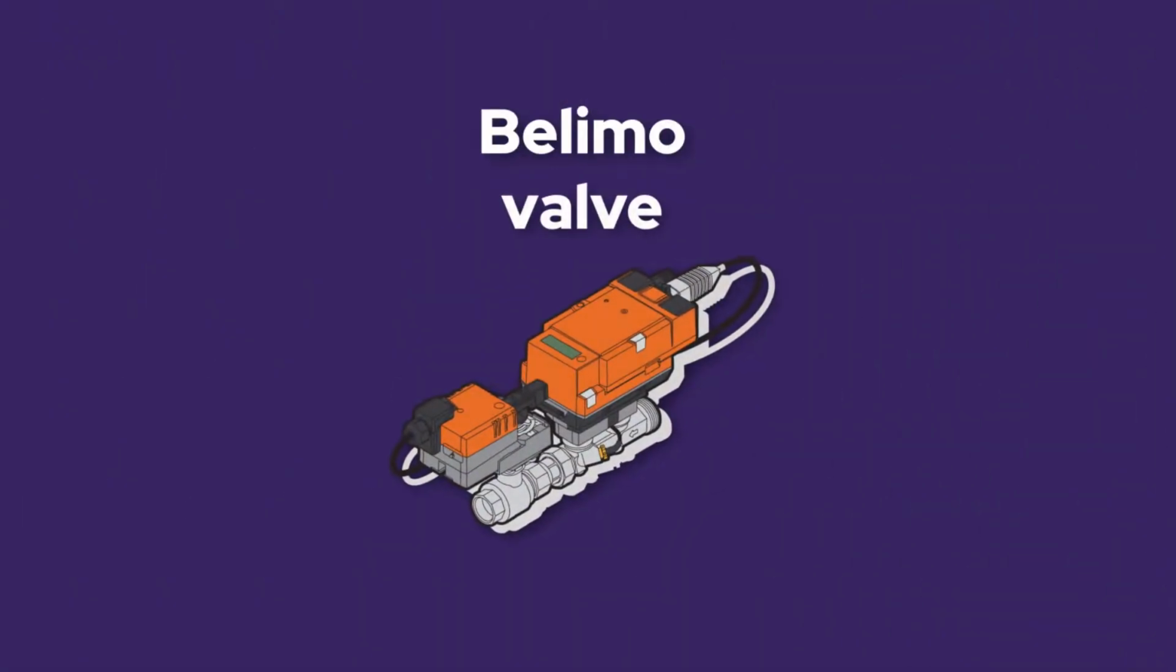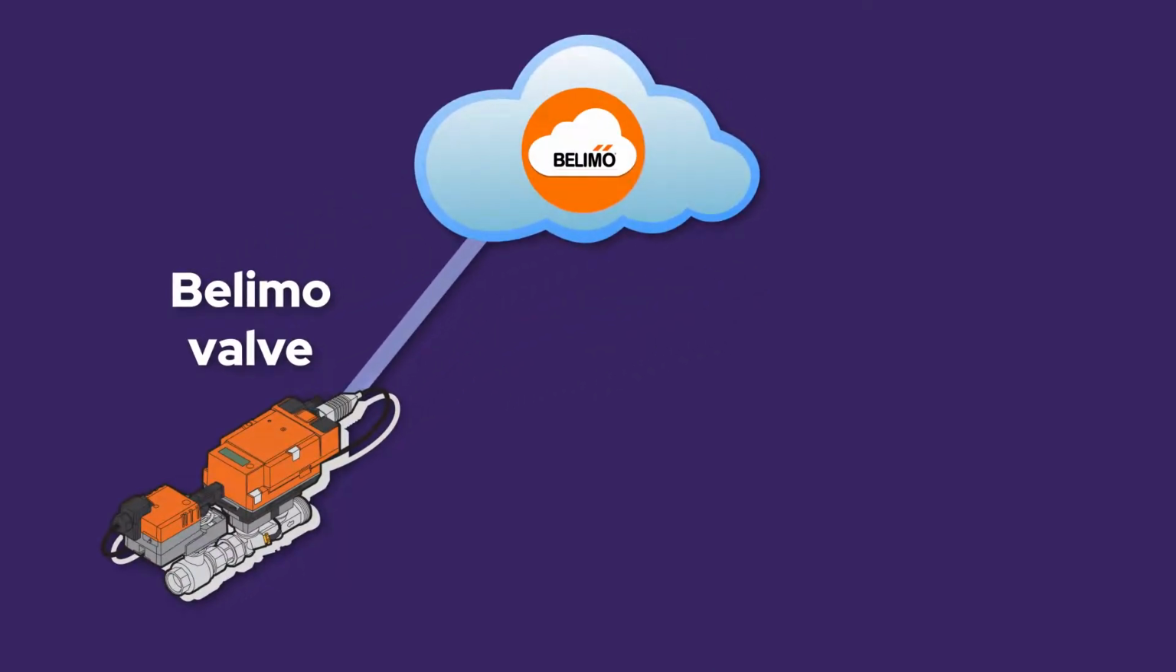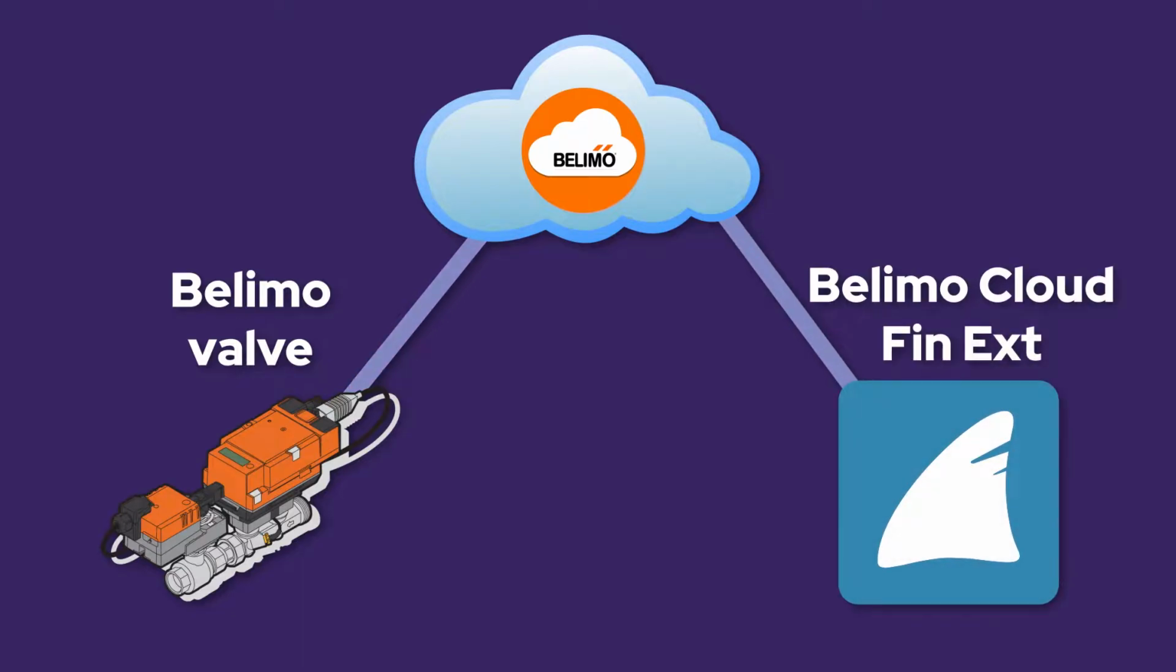This is made possible by using a Belimo Energy Valve, which sends data to the Belimo Cloud, where that data will then be stored and sorted. Then, using the Belimo Cloud extension in Fin, you can view, analyze, and control your data remotely. We'll now quickly demonstrate how to install this extension and how you can get started.